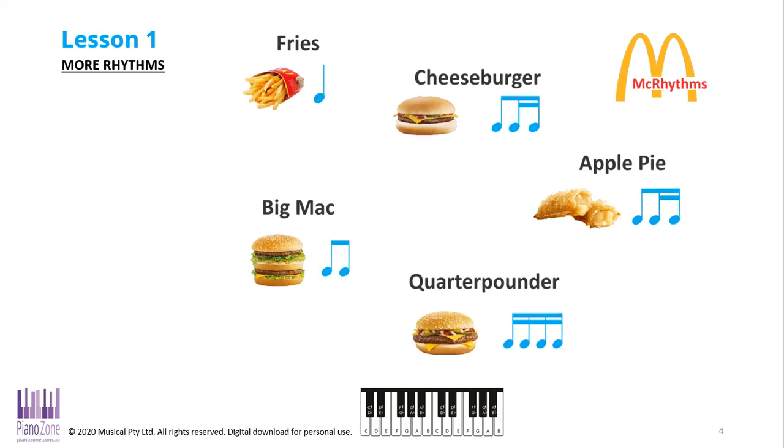The same words could also be used faster. Fries, Big Mac, quarter pounder, apple pie, cheeseburger. It just depends on the speed.